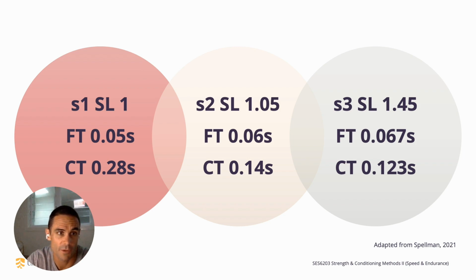So striding at 1 meter to start, 1.05, 1.45 by the time you get to stride 3. The stride lengths of the elite sprinters, remember, if you can, were 1.1, 1.25, 1.4. Flight times are pretty similar. Contact times will be a bit longer. And again, they're getting closer and closer as they start getting to that stride 3 and pushing out from the acceleration.